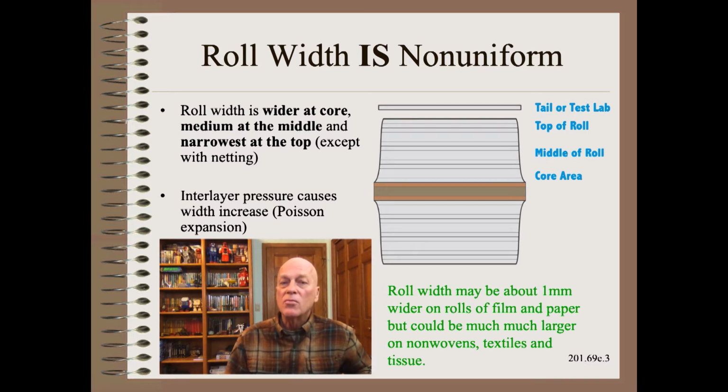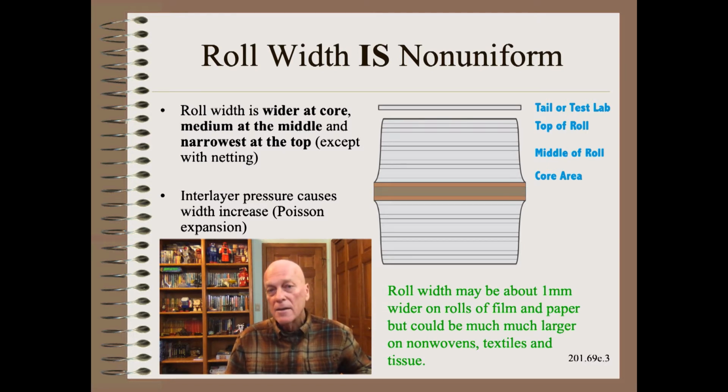The reason for this roll width variation has to do with the physics of pressures inside the wound roll coupled with Poisson expansion. The delta of roll width varies enormously with the size of the roll and the material and the winding conditions. However, something very roughly on the order of 1 millimeter larger near the core would be typical for large rolls of paper and film. However, that value could be much larger on nonwovens, textiles, and tissue.